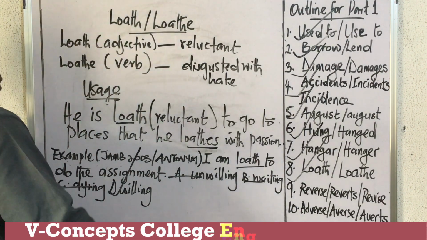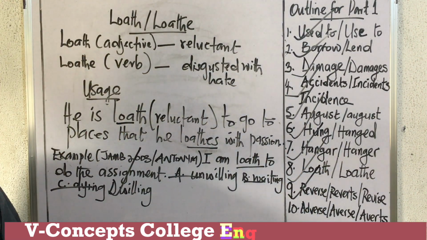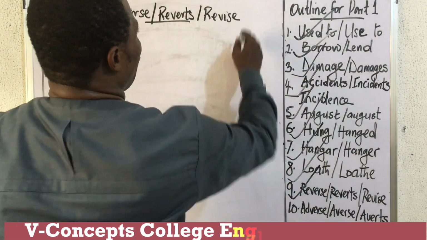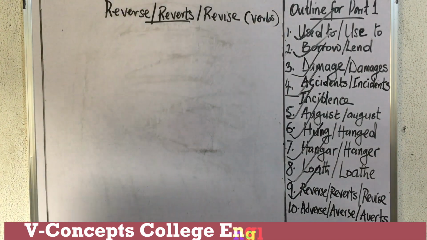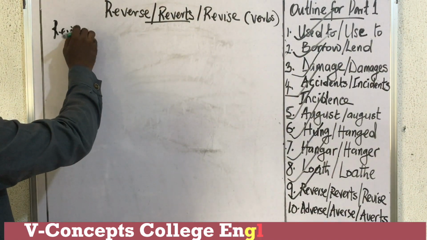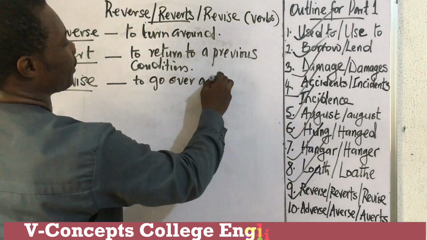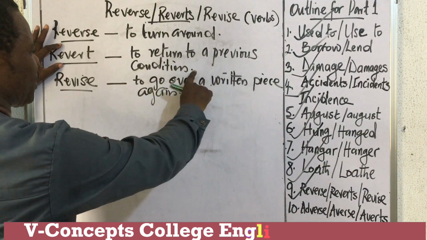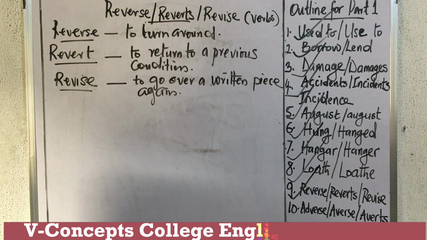So let's go to the next word, which is item number 9. Reverse, revert, revise. Now all these words are what? Verbs. So we don't have much problem here. But what do they mean? To reverse means to turn around. To revert is to return to the previous condition. To revise is to go over a written piece again.